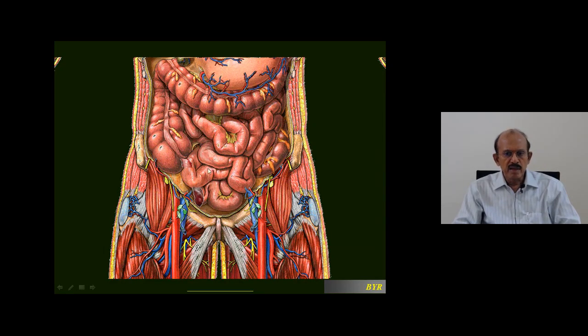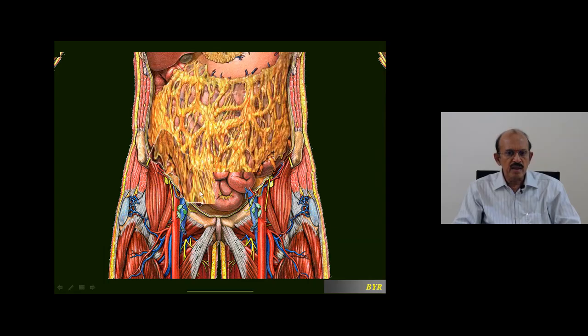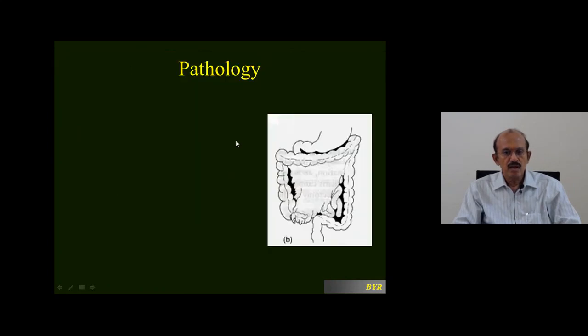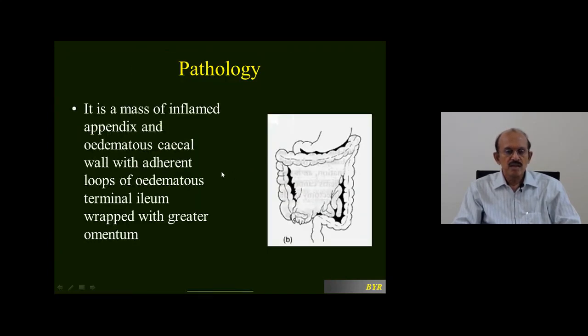So these bowels here, they become congested and edematous. These edematous bowels, now with the fibrinous adhesions, adhere to the structure, and the greater omentum also covers there and gets adhered at that place. So the whole thing is an appendicular mass. And in the middle of the mass, there may be a few exudates. It is a mass of inflamed appendix and edematous cecal wall with adherent loops of edematous terminal ileum wrapped with greater omentum.